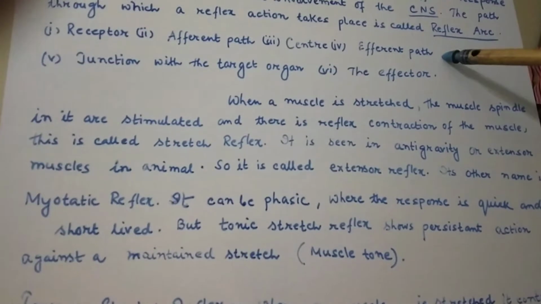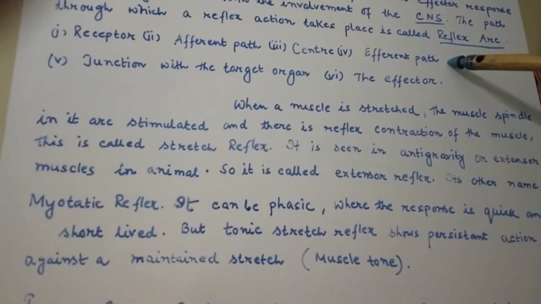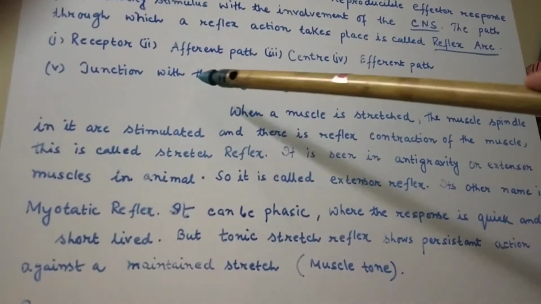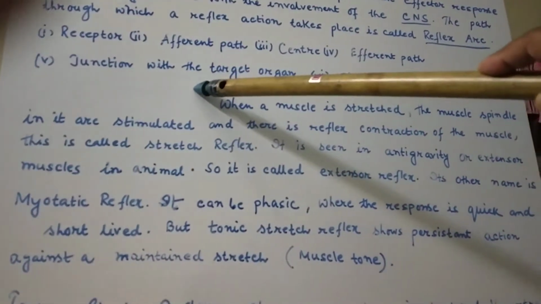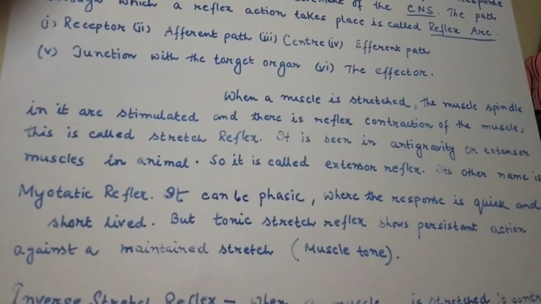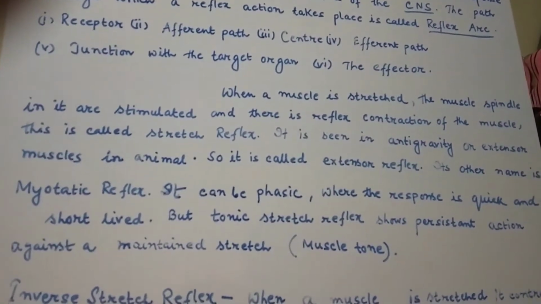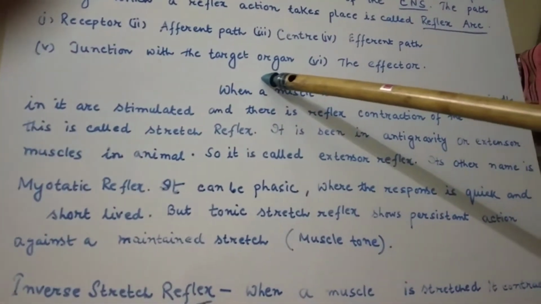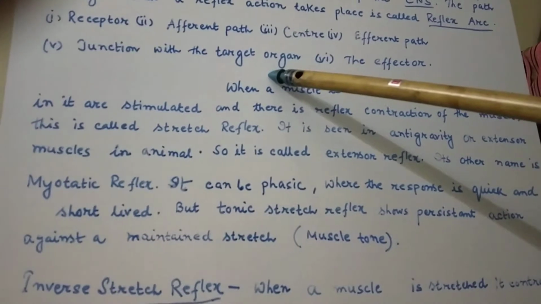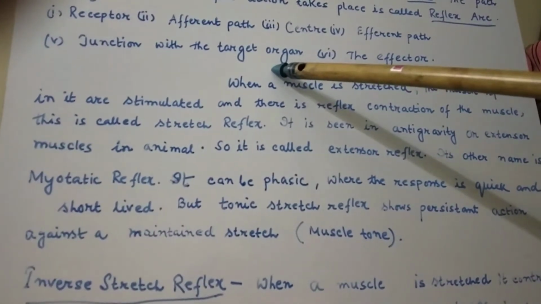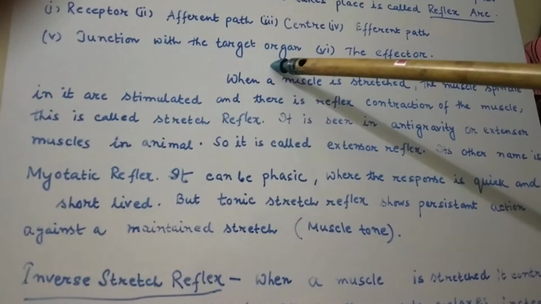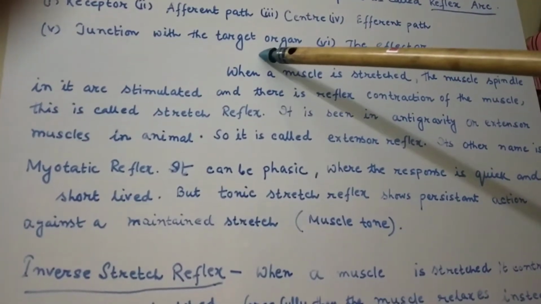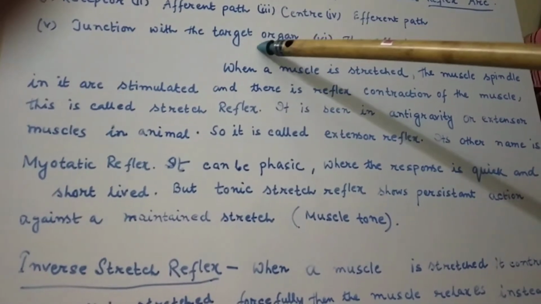The motor nerve is responsible for the formation of the efferent impulse, as well as it is also forming the action potential. Fifth one is the junction with the target organ. Junction with the target organ is basically when the efferent impulse is transferred to the target organ. Here target organ means where it is reached, or we can say where the EPP, end plate potential, is formed.